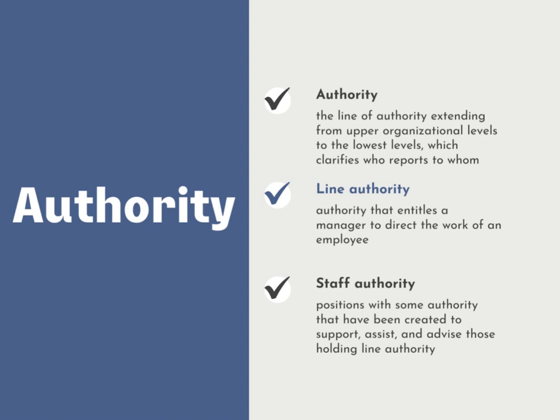All right, so authority. Authority is the line extending from upper organizational levels to the lowest level. Again, it clarifies who reports to whom. Staff authority. This is like your shift leader, your head waiters, things like that. People who have been given just a little bit more responsibility. This is a great tool to use if you have someone that you're not quite sure how they're going to do in a leadership position.